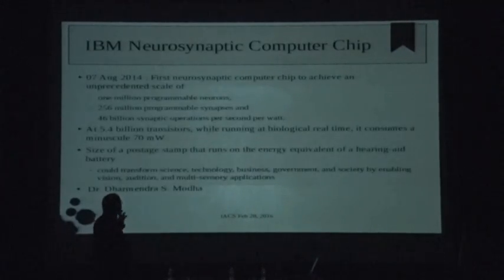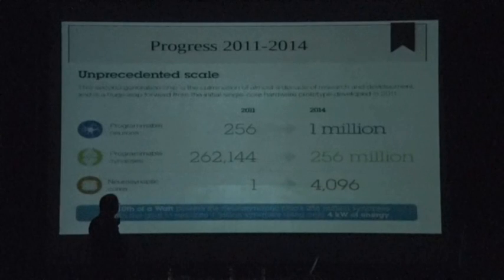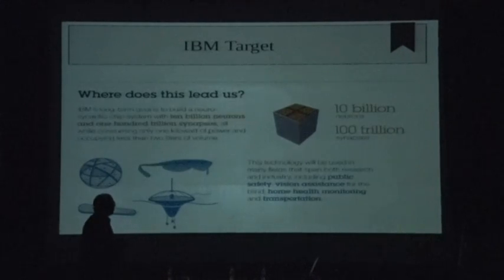I'll give out the details here. In 3 years, from 256 neurons to 1 million neurons and 256 million synapses, on about 4,000 neurosynaptic cores. IBM has developed this. In 3 years, they've jumped 3 orders of magnitude. They're now planning processors with 10 billion neurons, 10% of the human brain, and 100% of the synapses, which means they use very little power.